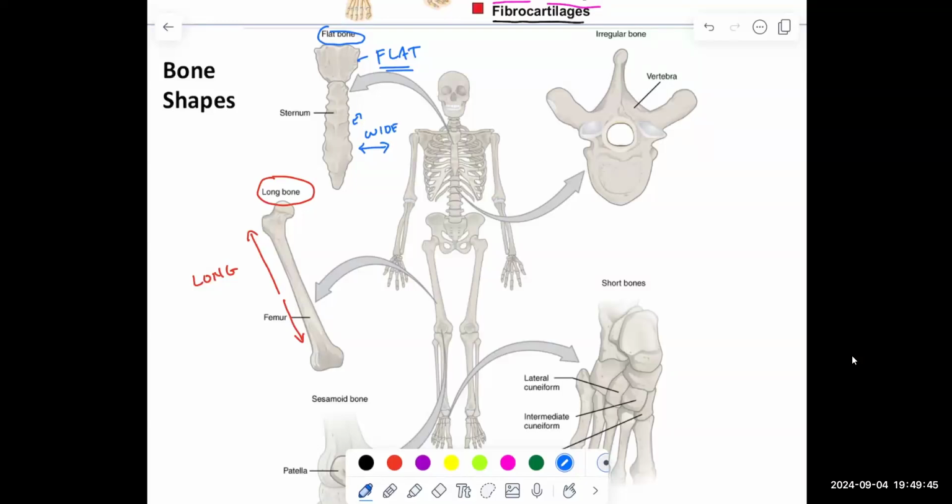Irregular bones, the way that these grow are some of my favorite. So this one grows in this direction, really growing this part. And this one's irregular because all of this comes off of one side during development. So it just grows these extra parts in an irregular fashion, hence its name, irregular bone. Vertebrae is a great example.